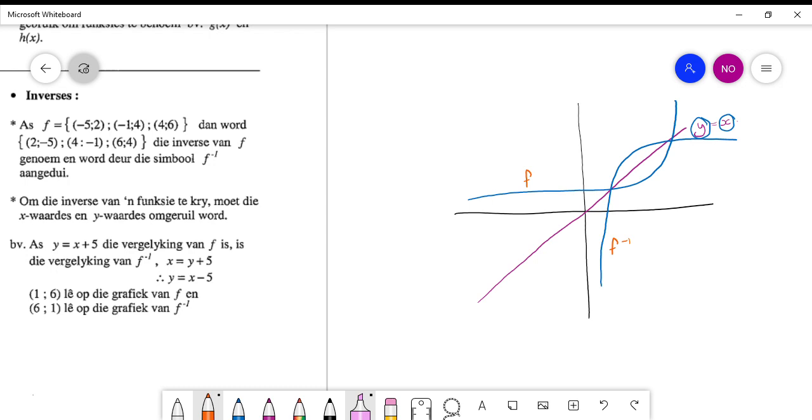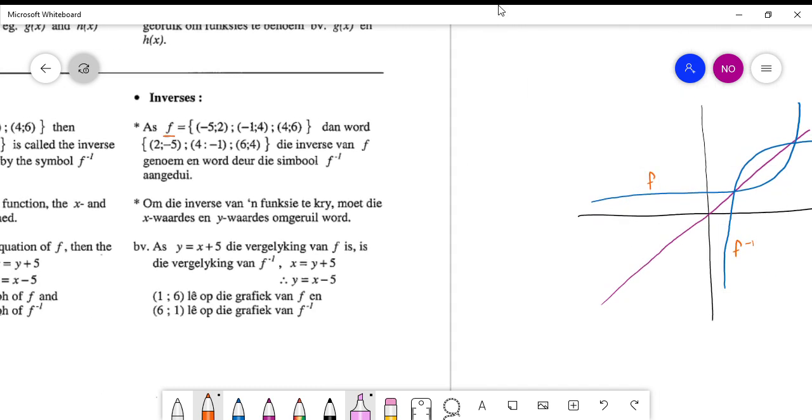Okay, en dis wat hulle hier vir jou by die eerste ene sê. As f hierdie punt het, so if f is the points -5 and 2, -1 and 4, and 4 and 6, then when I swap them around, do you see the x value becomes the y value? So hierso was die x waarde -5, nou is die y waarde -5. Hier was die y waarde 2, nou is die x waarde 2. So what did I do? I simply switched them around. En ek gaan doen dit vir elke een van hierdie punte. Maar nou noem ek daai versameling van koördinate die inverse van f. And to say inverse, you're going to say f to the power of -1.